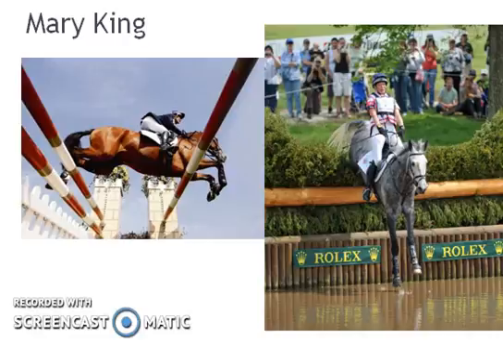The next athlete I'm going to talk about is Mary King. When she was riding the horse, it bucked her off and she fell and landed head first on the back of her head. Her head went forward sharply and she broke her C5 vertebra and strained ligaments at the back of her neck.